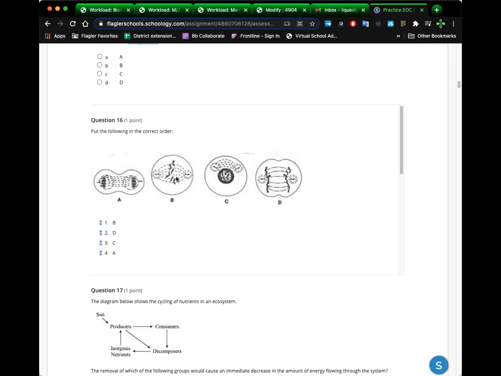Metaphase, think middle. They're lined up in the middle right here. Okay, after metaphase is anaphase. Anaphase, think apart. Okay, they get pulled apart. And then telophase is right before the cell splits in half through cytokinesis.